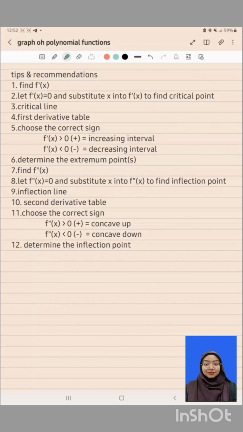All of these will help you construct the graph, draw the graph with the information that we get from the calculation.